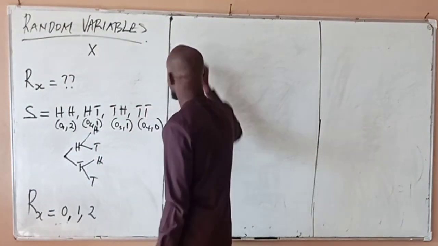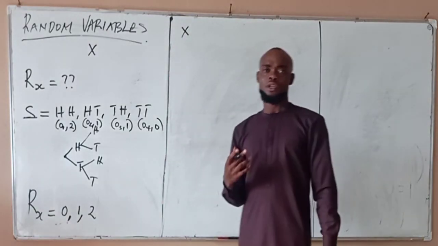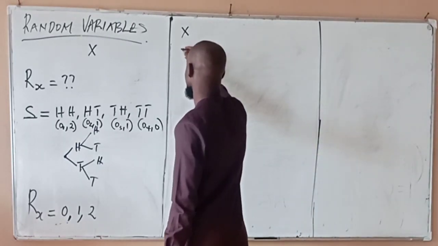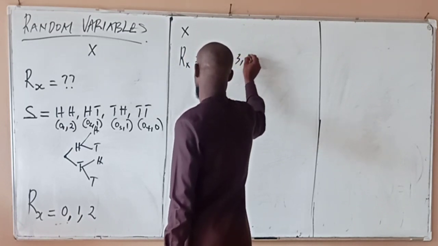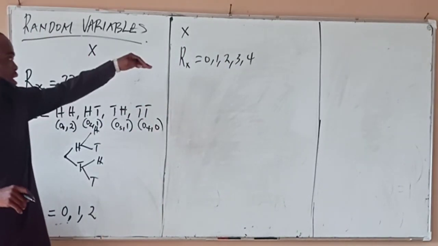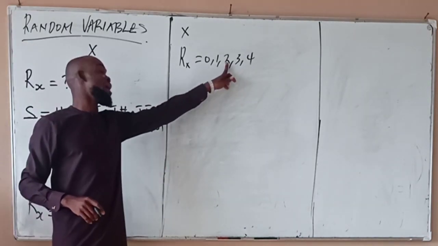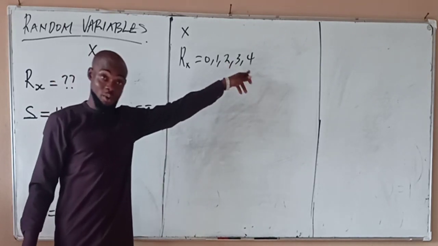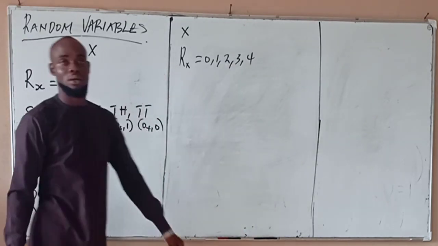The same way, if x denotes the number of heads when a coin is tossed 4 times, the range space of x will be 0, 1, 2, 3, 4. You can try your best to write this range space out this way. In case they ask you, what is the probability of having 2 heads if you toss a coin 4 times, you'll be able to get it after you have written out the experiment.